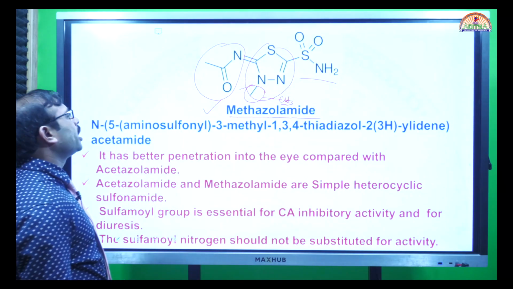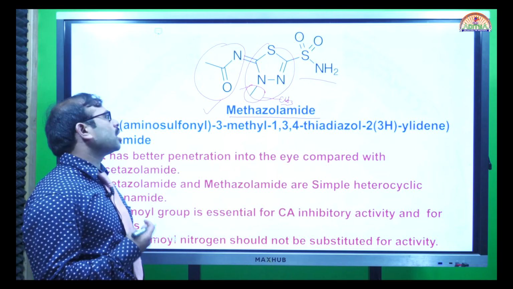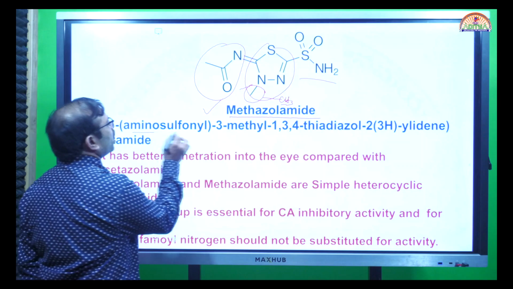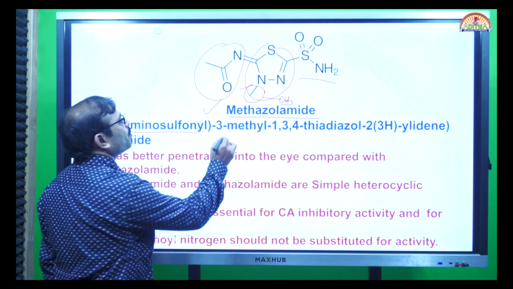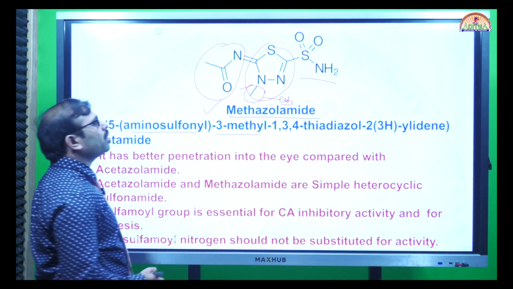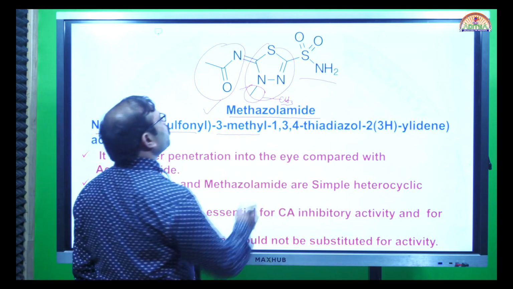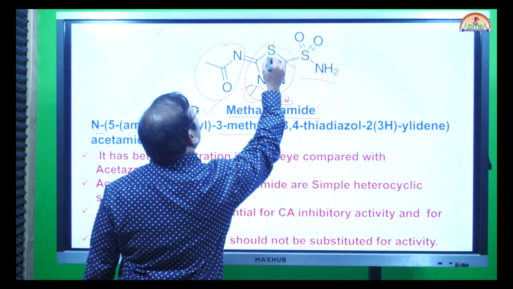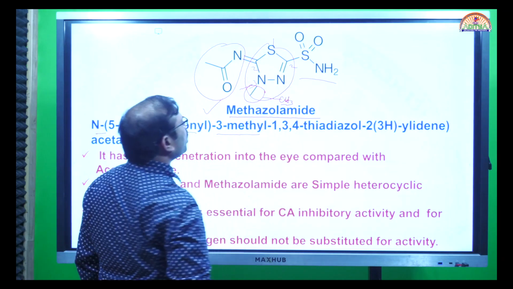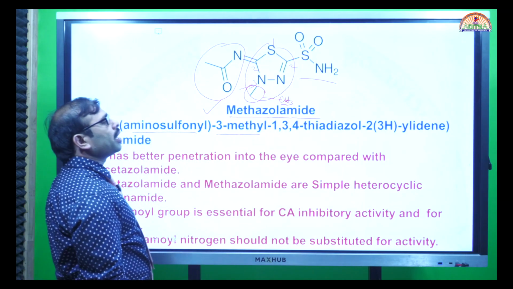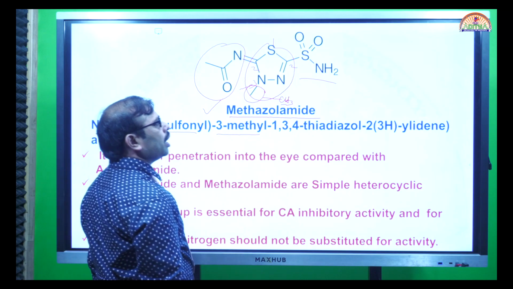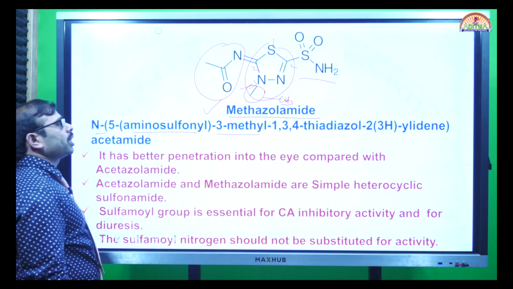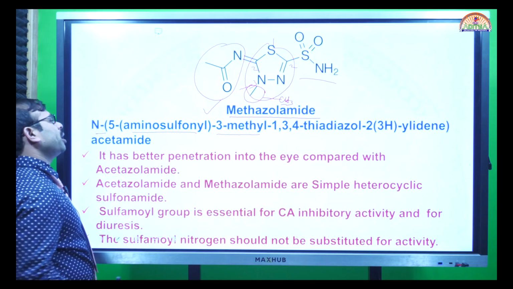The IUPAC name of methazolamide is again N-(5-aminosulfonyl-3-methyl-1,3,4-thiadiazol-2(3H)-ylidene)acetamide, with the 3-methyl indicating the nitrogen position. This is the IUPAC name of methazolamide.